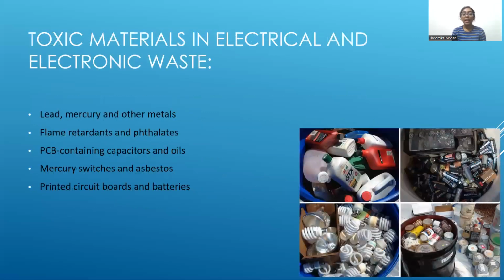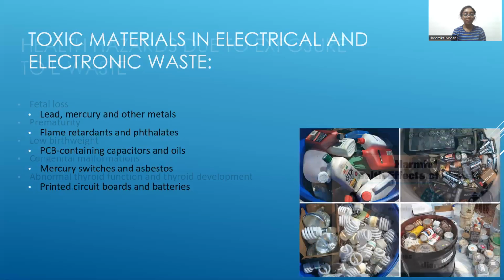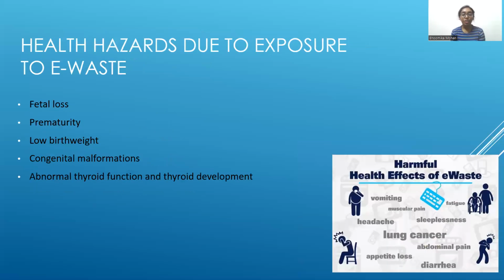Toxic materials in electrical and electronic waste. Lead, mercury, and other metals, flame retardants and phthalates, PCB containing capacitors and oils, mercury switches and asbestos, printed circuit boards and batteries. These are the toxic materials in electrical and electronic waste. Health hazards due to exposure to e-waste: fetal loss, prematurity, low birth weight, congenital malformations, abnormal thyroid function, and thyroid development.